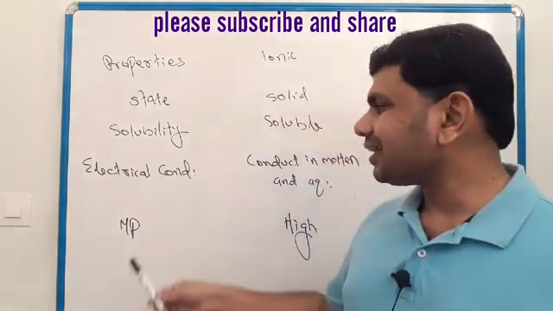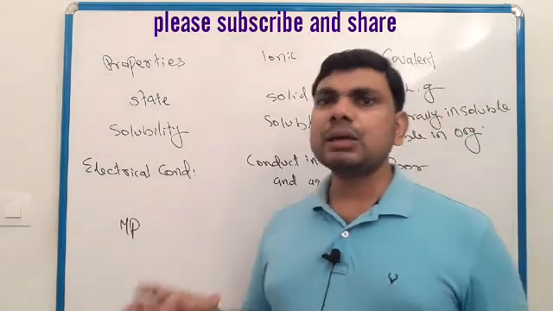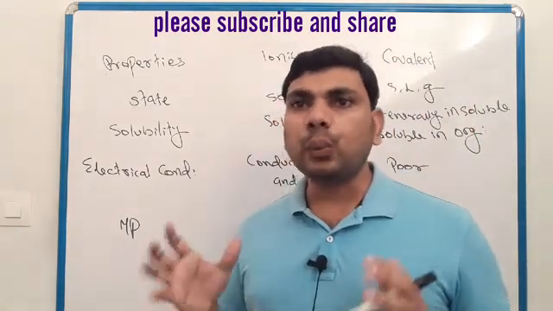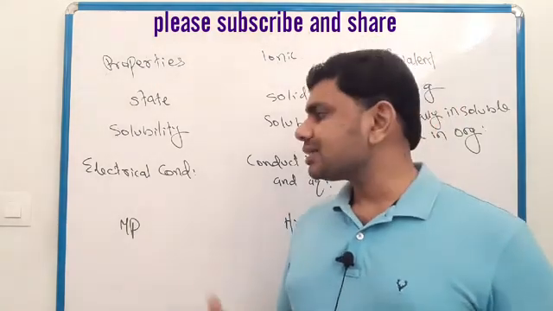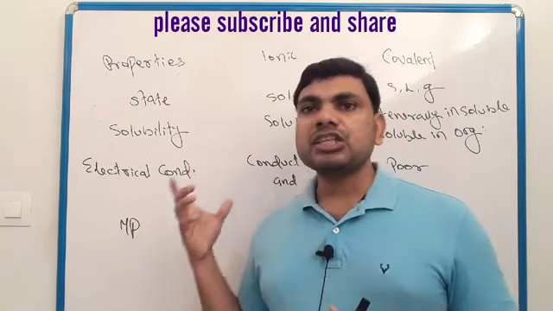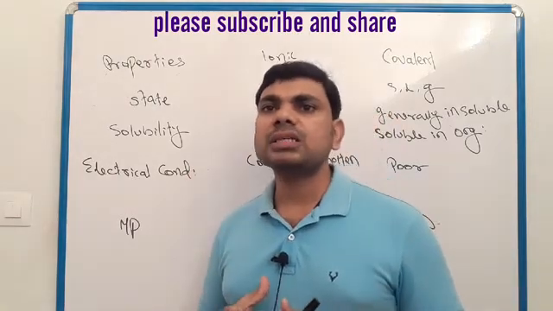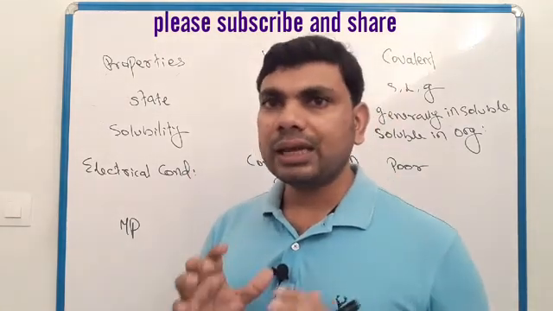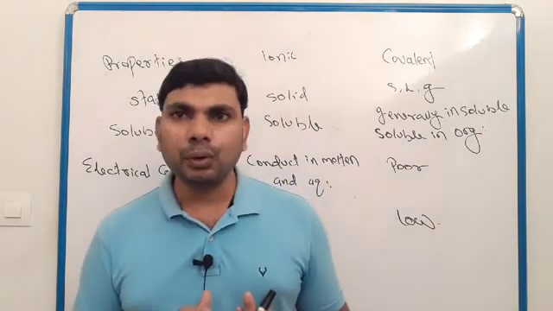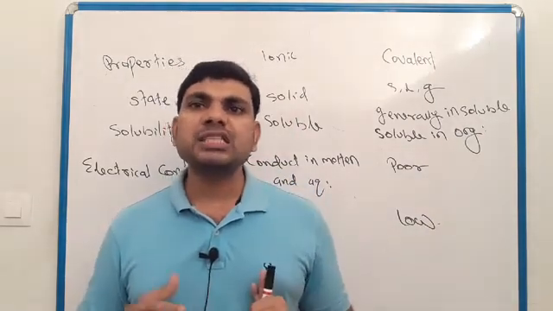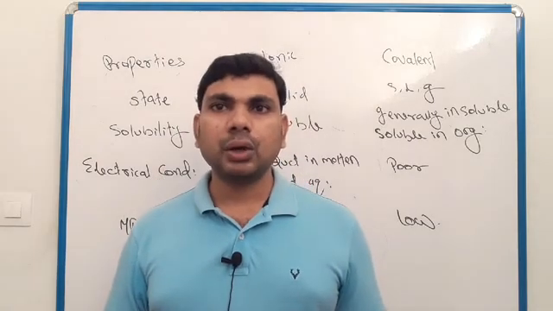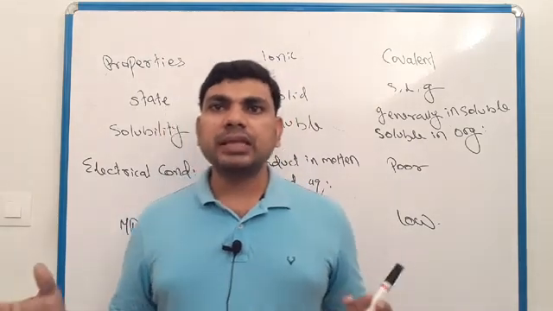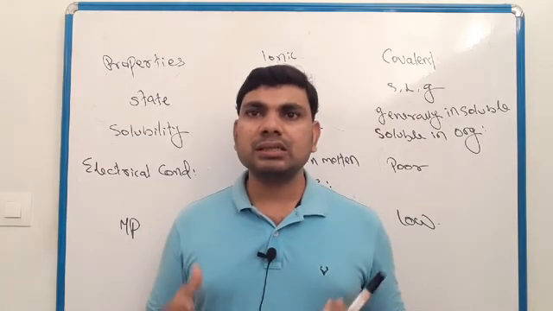And here, the melting point of ionic compounds is very high. Similarly, the melting point of covalent compounds is low. They have low melting and boiling points, but ionic compounds have high melting and boiling points. Okay, so these are the things we have to discuss in this video.